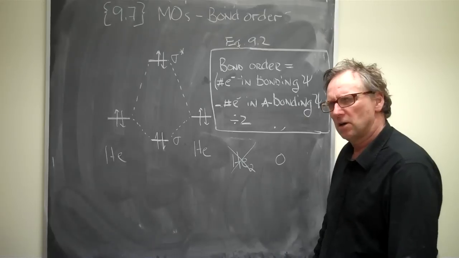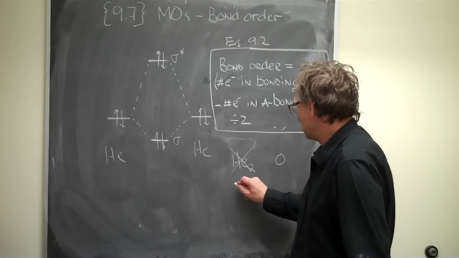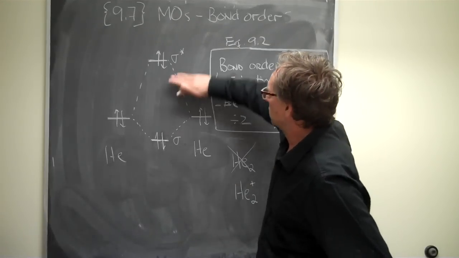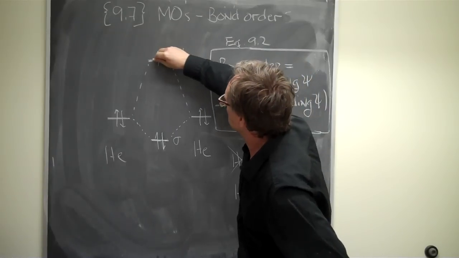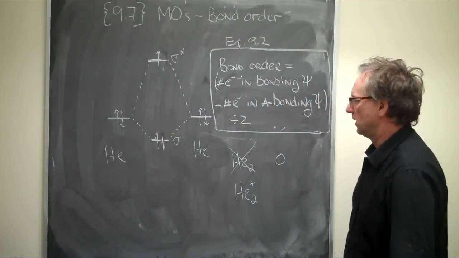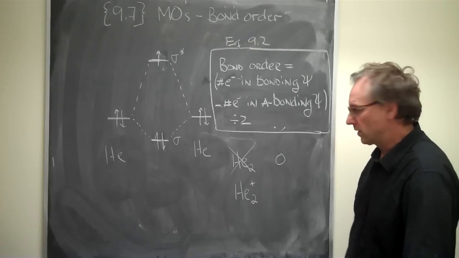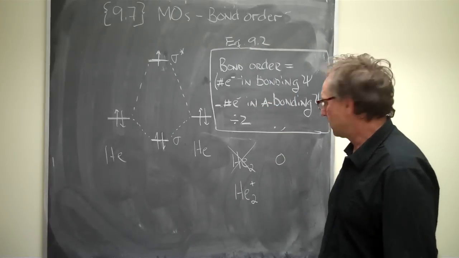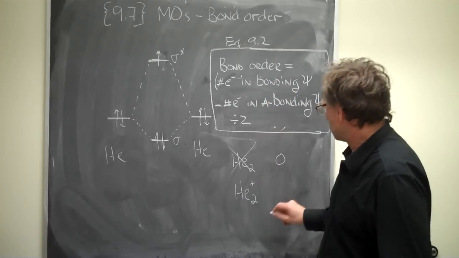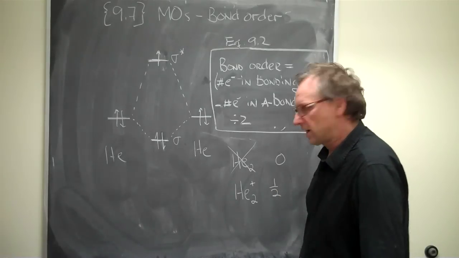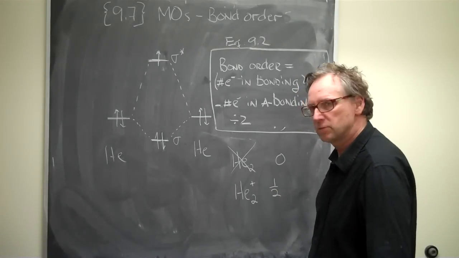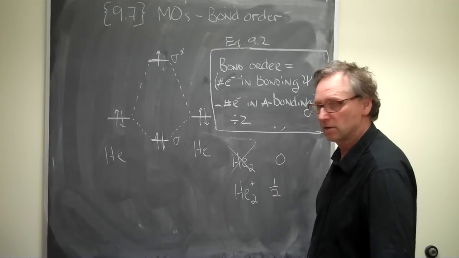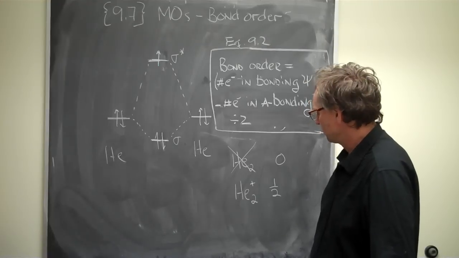Now, one more little bit about this. What if I were to take away an electron from He2, so that would be He2 plus. That means I've only got 3 electrons to worry about, so I'm going to draw that like this, right? And what's the bond order in He2 plus? Well, it's 2 in a bonding orbital, minus 1 in an anti-bonding orbital. That means 1 divided by 2, I get 1/2. So we would predict that the cation He2 plus would exist. That is to say, it's a real-life bond, and that ion has a possibility of existing.